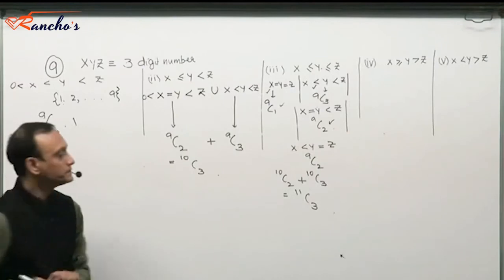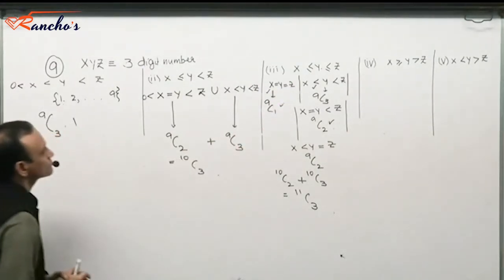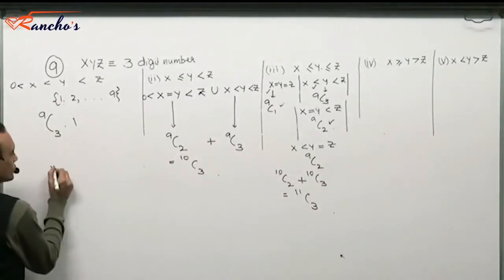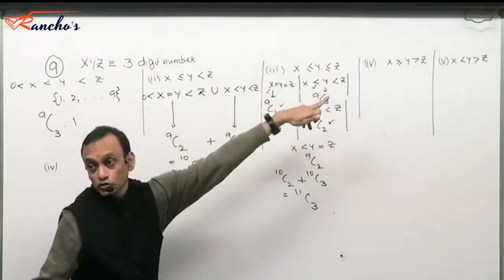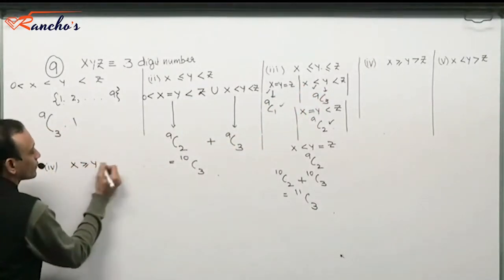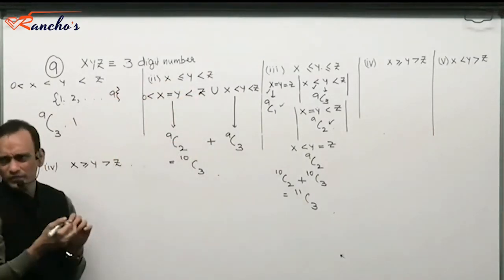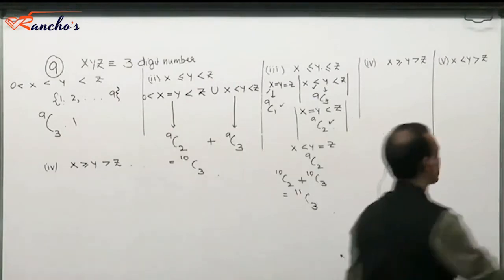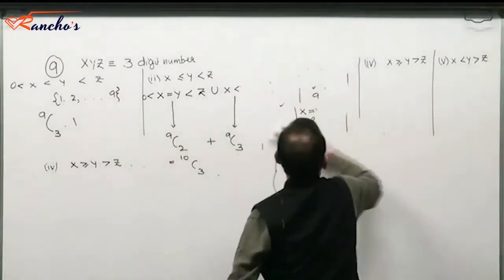Okay. Now, case 4. This one I'm writing here because I don't have enough room there. X greater than or equal to y greater than z. Can I remove the clutter from here? We're done with this part.